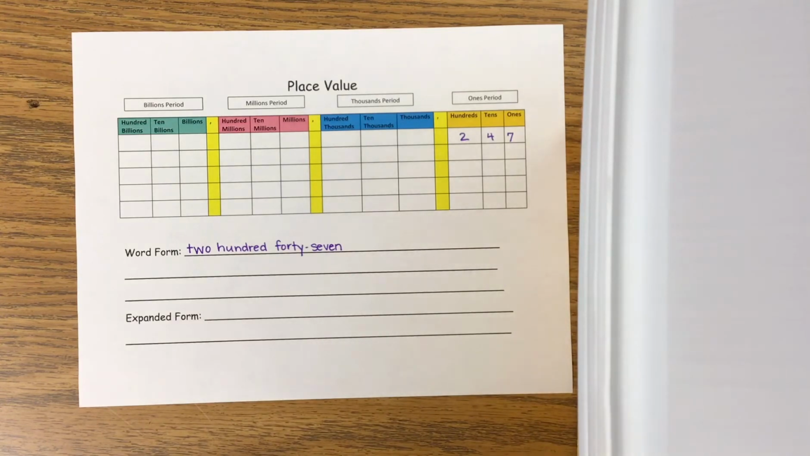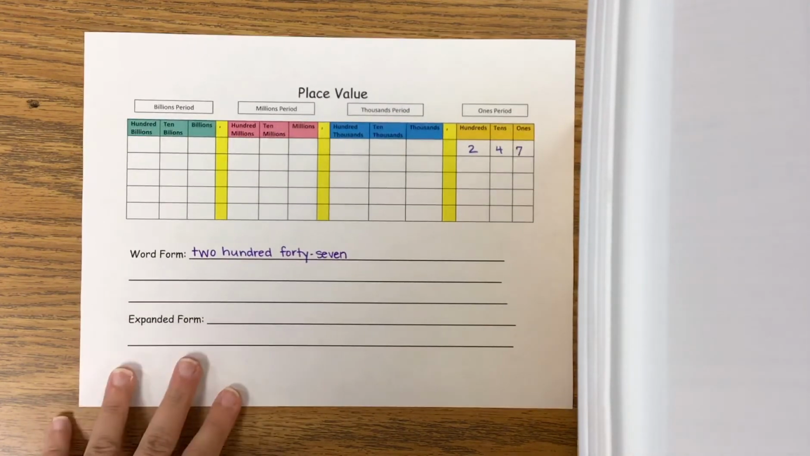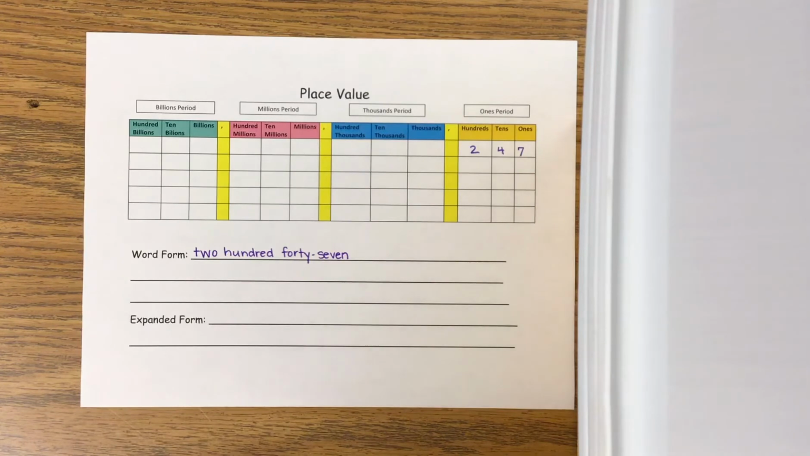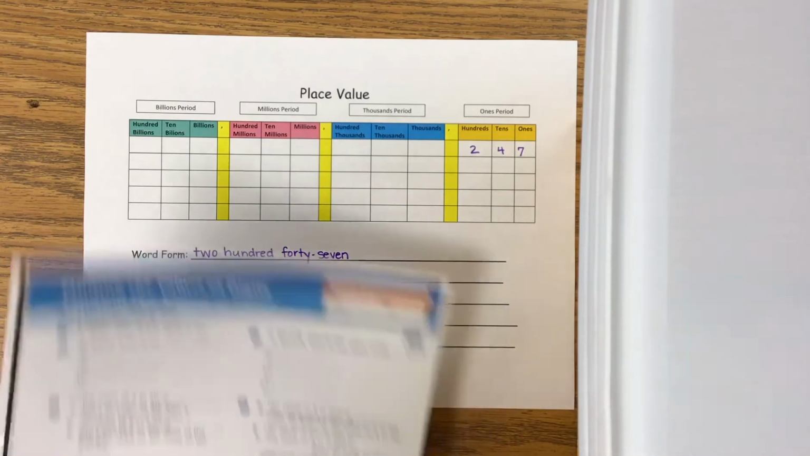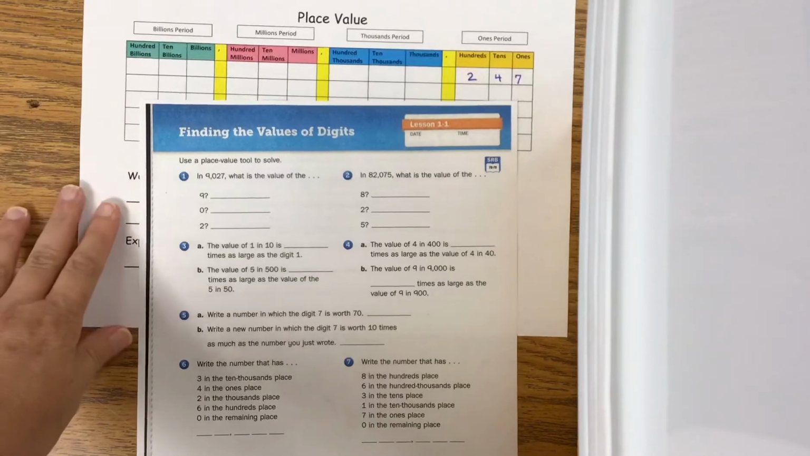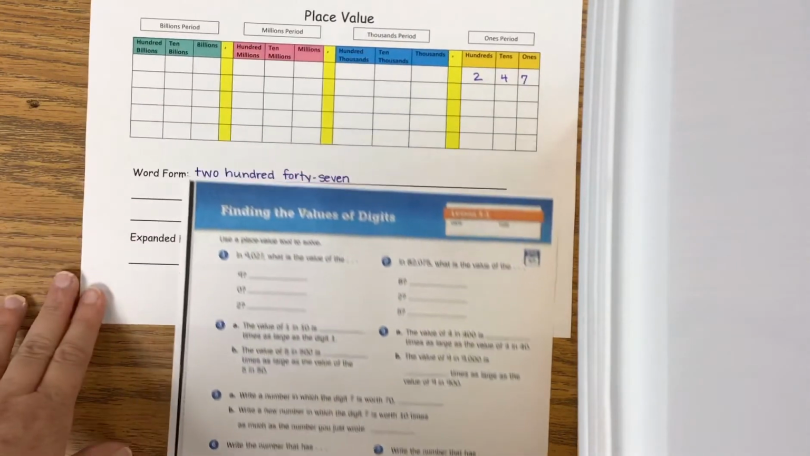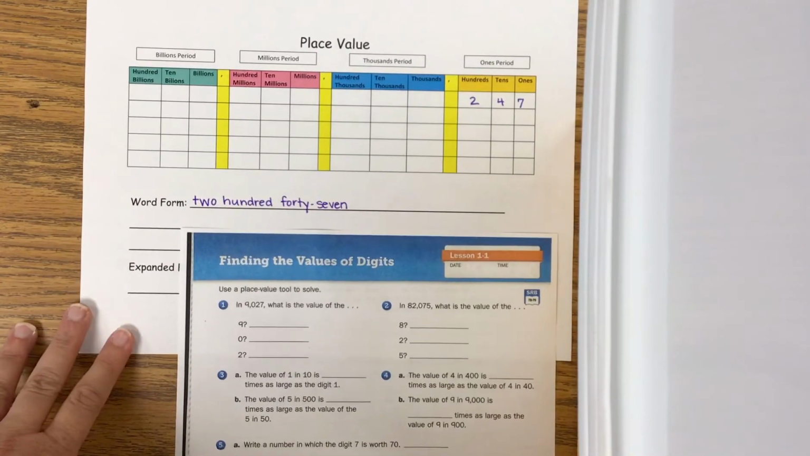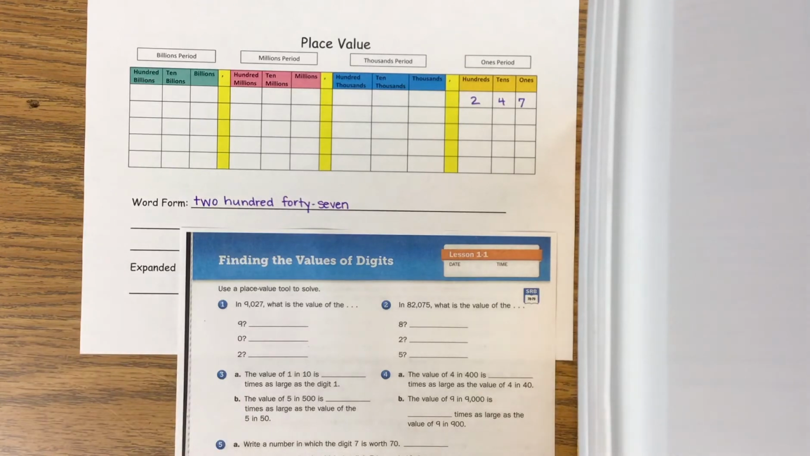Okay, so we're going to use this place value chart as our tool to help us solve page number 2 in our workbook on lesson 1-1. So we're going to turn to page 2. So we're going to use this place value chart. It's going to be hard for us to see both of them. I'm going to scoot this down a little bit. There we go. Hopefully you guys can see that.